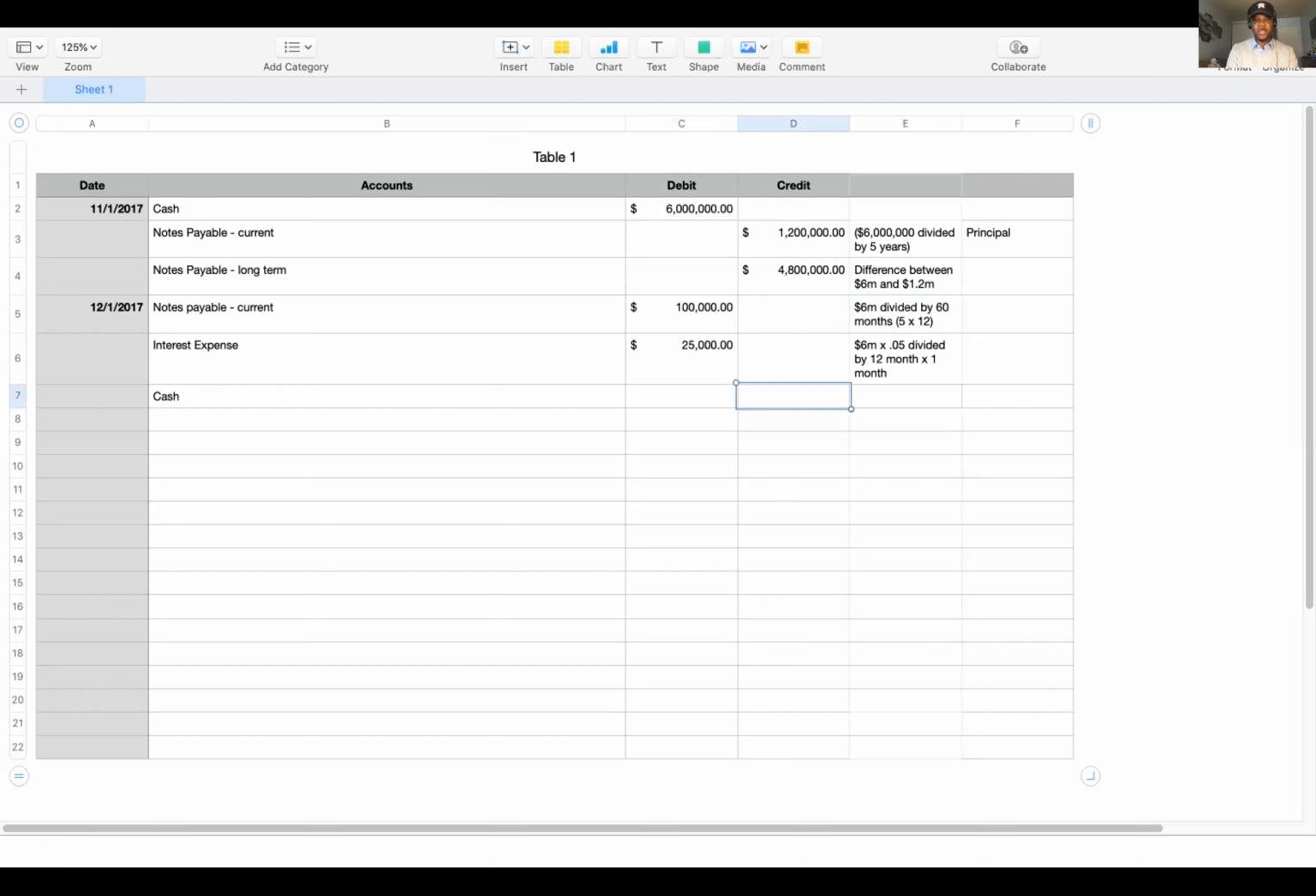So the cash that we have to pay is $125,000. When we're making a payment on, when we're paying off a loan, we're paying the principal and the interest.